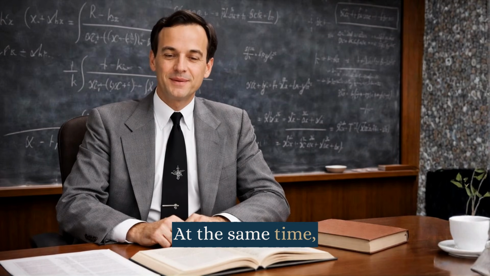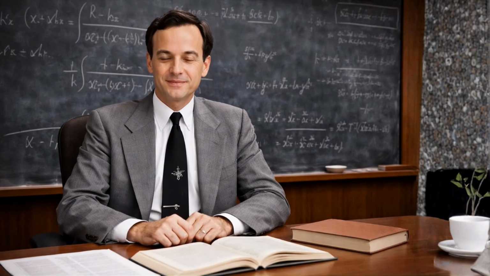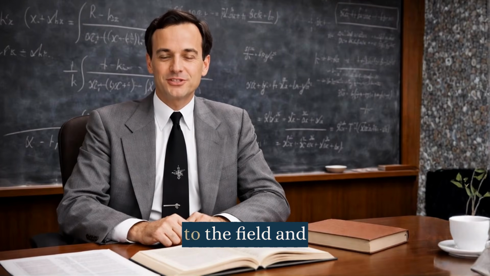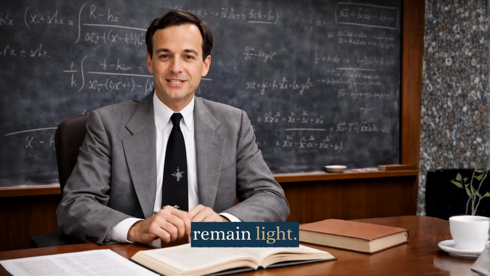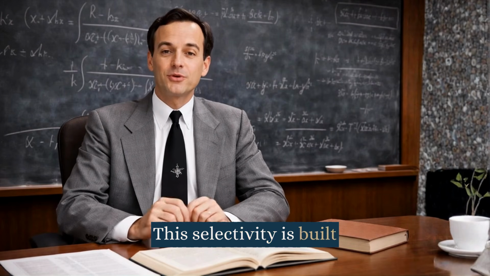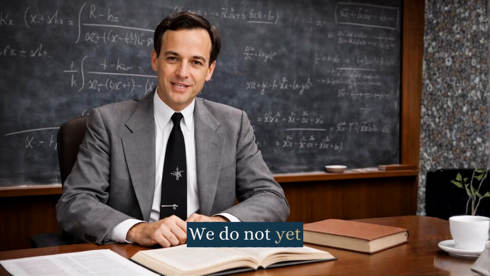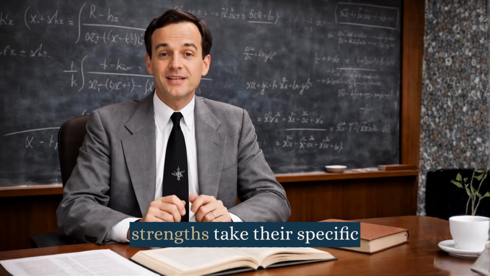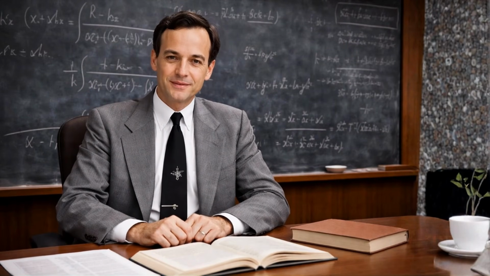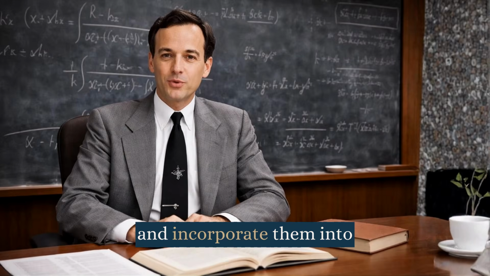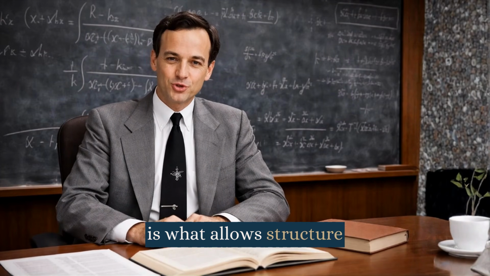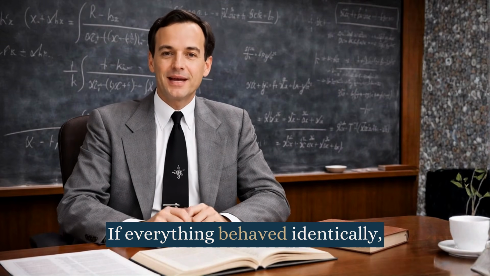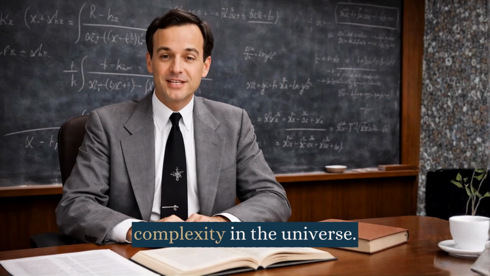At the same time, interaction is selective. Some particles couple strongly to the field and appear heavy. Others interact weakly and remain light. This selectivity is built into the theory. We do not yet know why those interaction strengths take their specific values. We simply observe them and incorporate them into our models. That diversity of interaction is what allows structure to exist. If everything behaved identically, there would be little complexity in the universe.